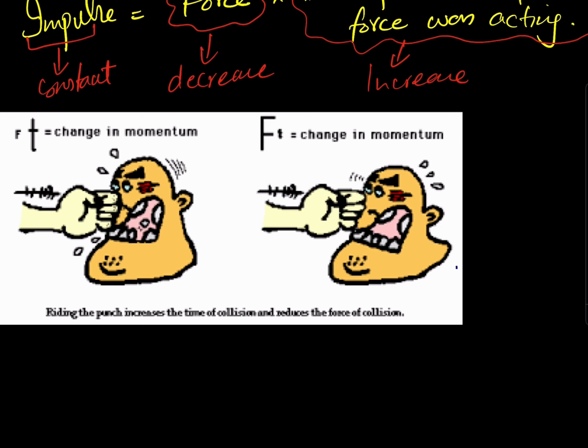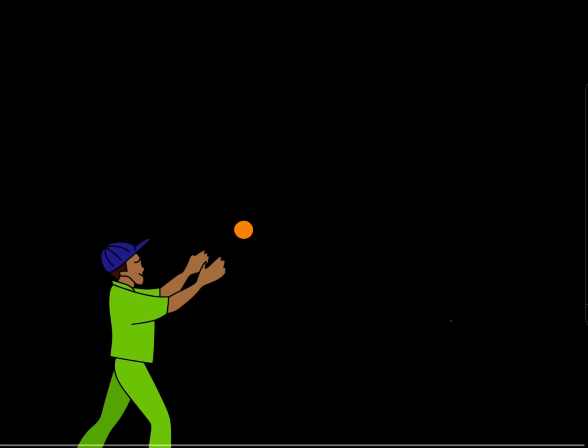If you stay static in front of a punch, what will happen? The moment the punch is applied, the force is applied, and that duration is very short. But if you're moving, if you're riding along with the punch, the time duration for the force to act will increase. Increasing time will decrease the force. That is the best way, right? There is another example for your better understanding.